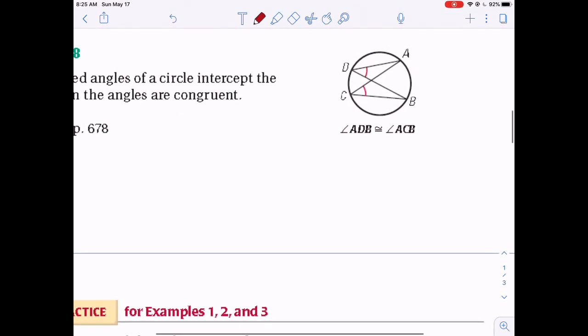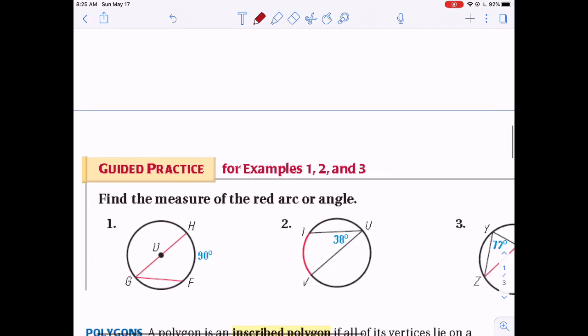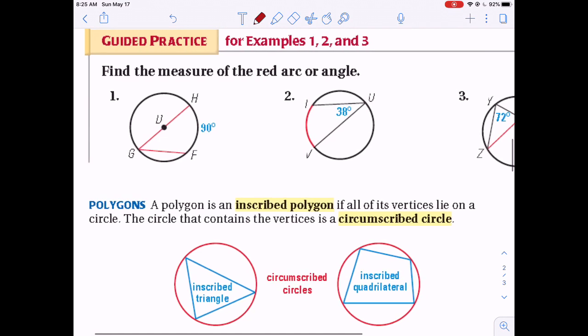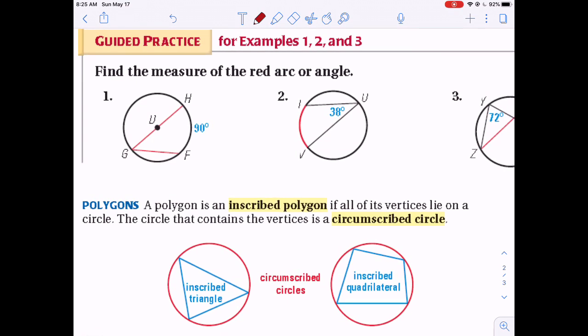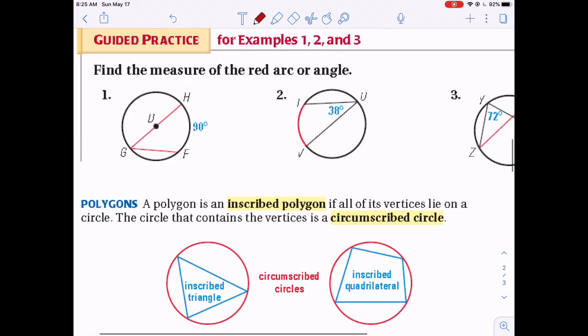And at this point, I'm just going to start giving you some examples and help you out here. It says find the measure of the red arc, or the angle. Well, in this case, they want this angle in here, and they gave me the 90 out here in the arc, so I've got to translate that down there. The hard part is always remembering, is it double or half? The inscribed angles will be half, so this is going to be 45 degrees in here.